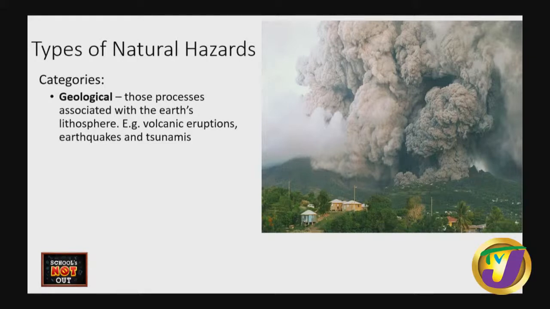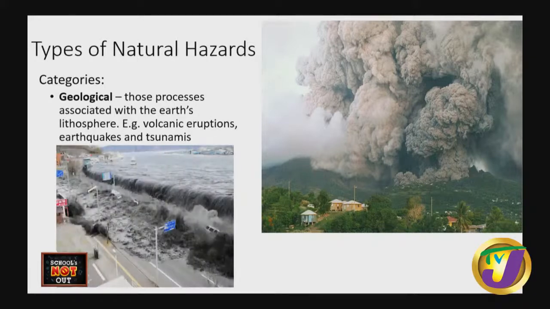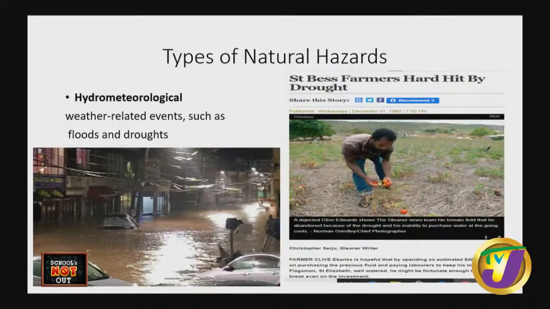The next one that we're going to look at is a tsunami. As we said before, these are geological hazards, so these exist naturally. The next one we're going to look at is hydrometeorological. These are hazards related to hydro, water, the atmosphere, and weather-related events. These come as floods, and they also come as droughts. So it can be too much water, and it can also be the lack of water.